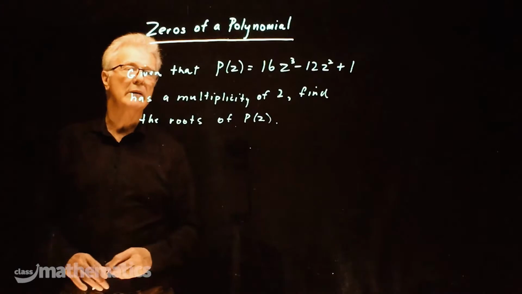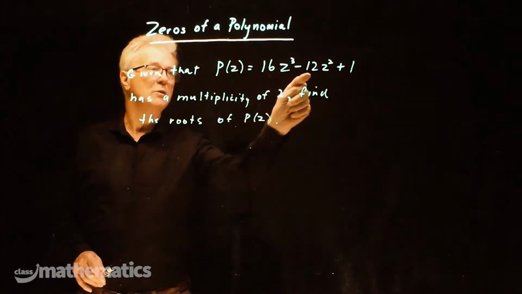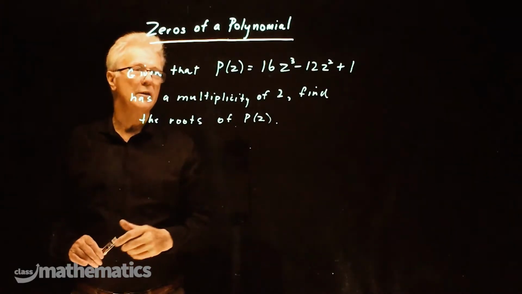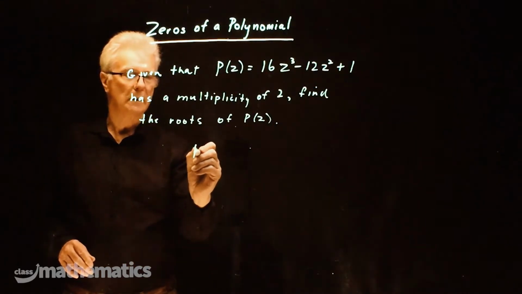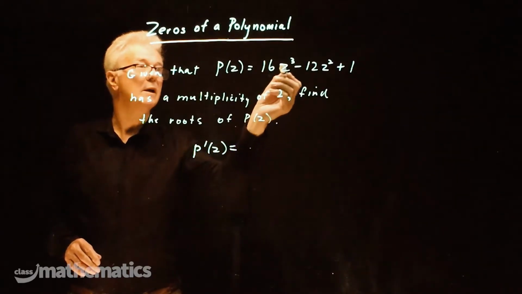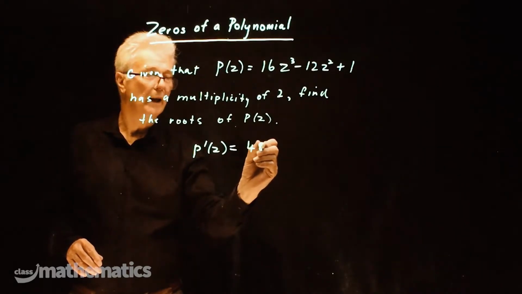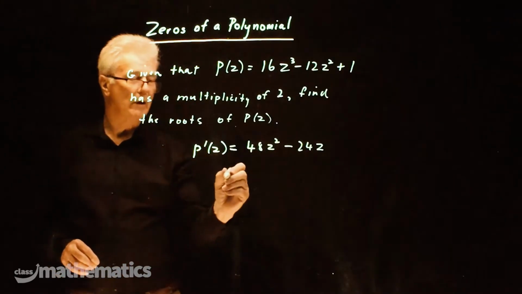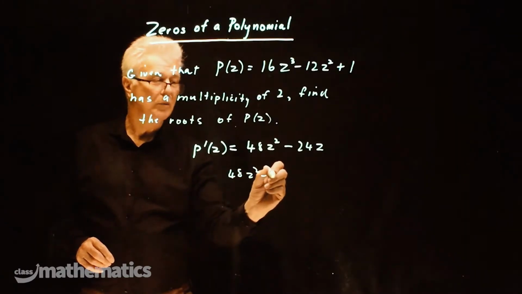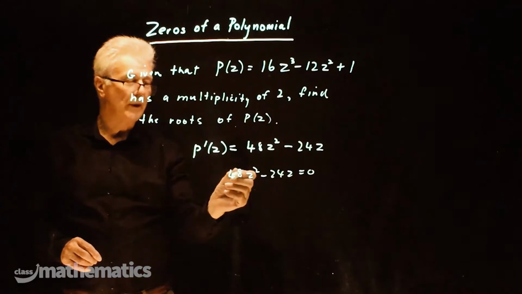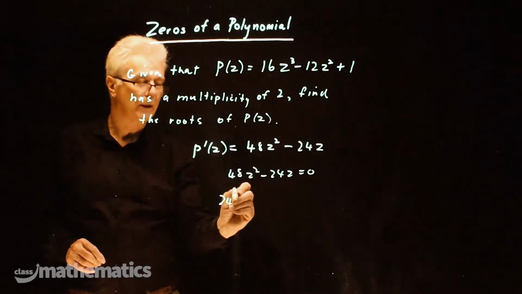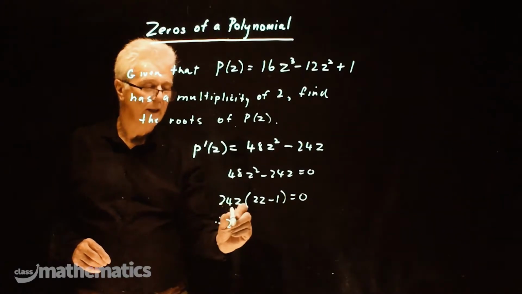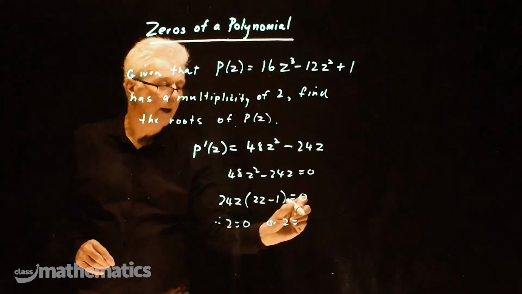In this next example, we are given that P(z) equals 16z cubed minus 12z squared plus 1 has a root of multiplicity 2. We have to find the roots of P(z). To do that, first of all, we differentiate this function. We get P dash of z equals 16 times 3 is 48, 48z squared minus 24z. Setting that equal to 0, and taking 24z out as a common factor, we get 24z(2z minus 1) equals 0. Therefore z equals 0 or z equals a half.